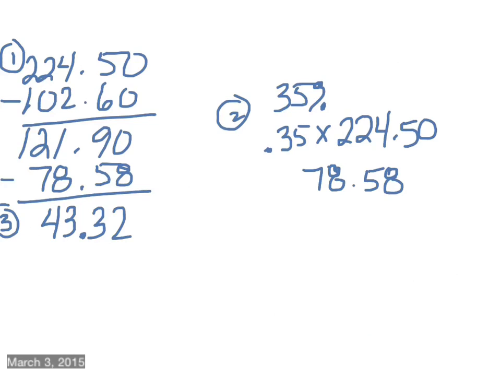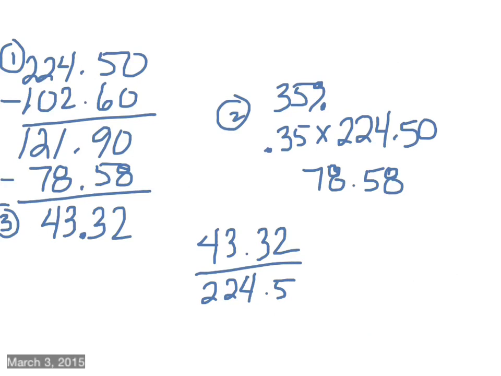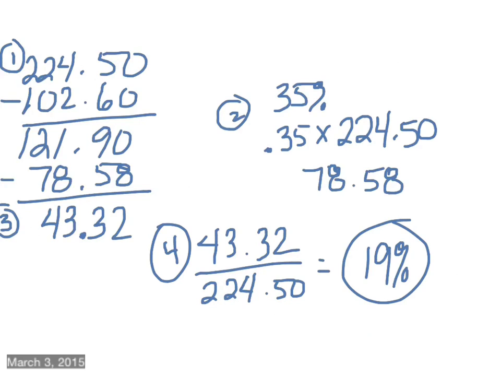Now the last part, in order to find the net profit rate, we take that net profit of 43.32 and divide it by the original selling price, which is $224.50. Keep in mind that when you divide that, it is a decimal, but it needs to be listed as a percent, so do not forget to move the decimal 2 places over. 2 places over, not 1. 19%. It is me trusting Dennis, which I think I can.